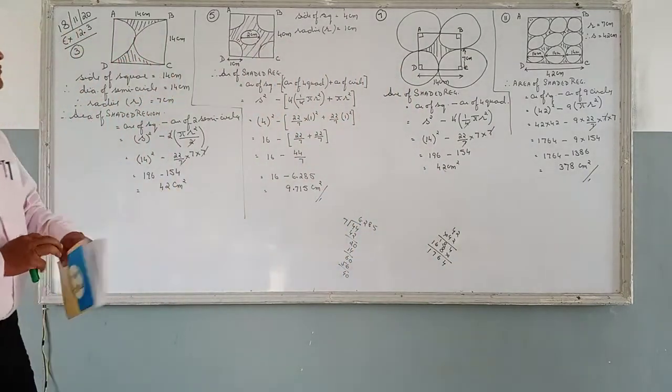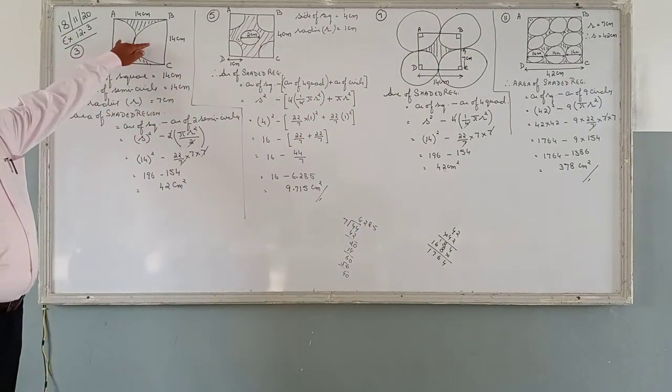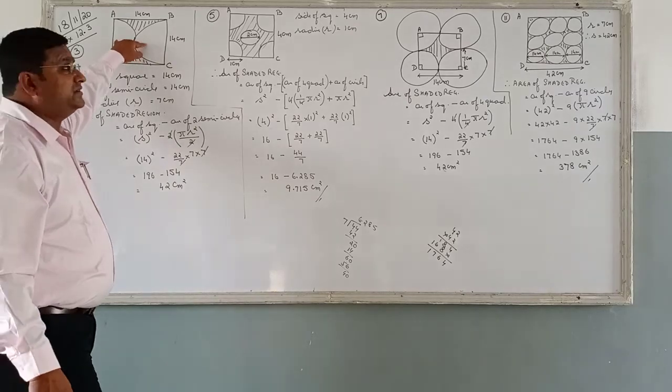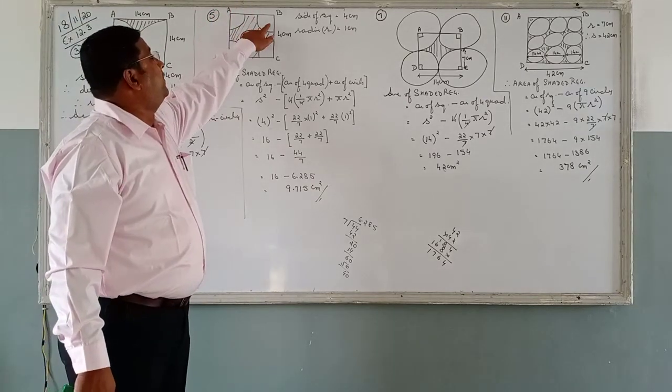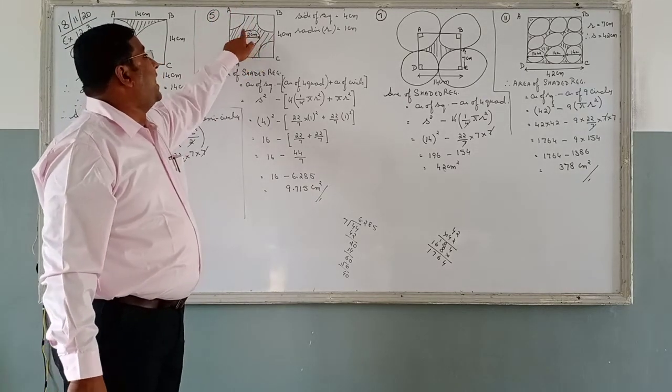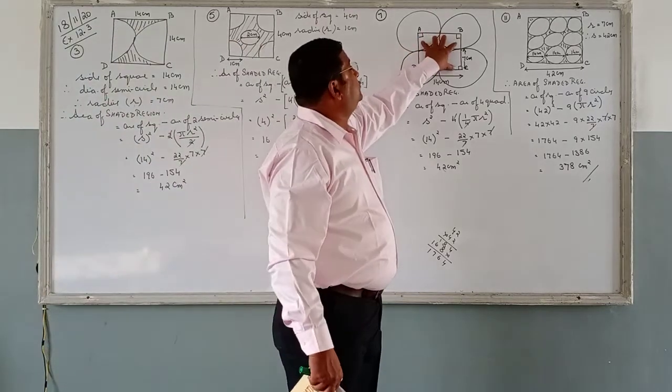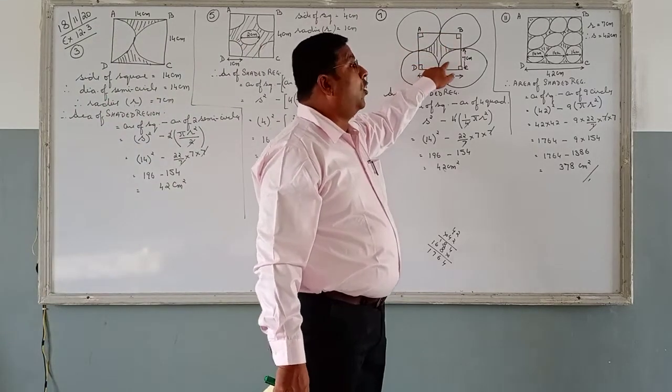Same questions. From the square, we have to subtract area of two semicircles. From the area of square, we have to subtract the area of 4 quadrants and the circle. From the area of square, we need to subtract the area of 4 quadrants.